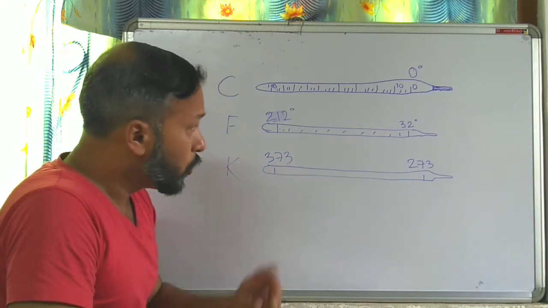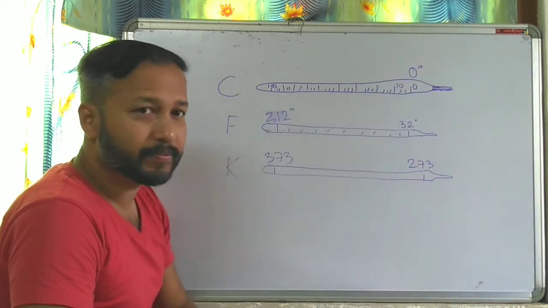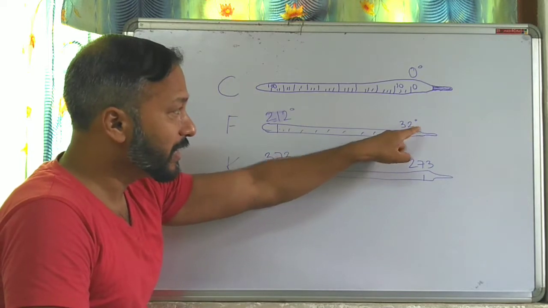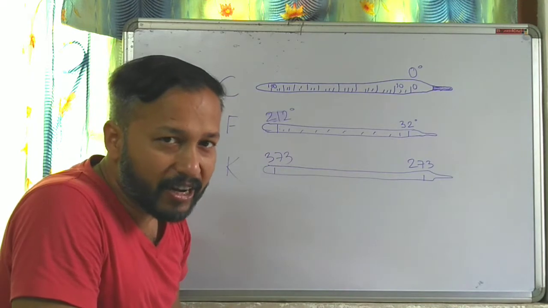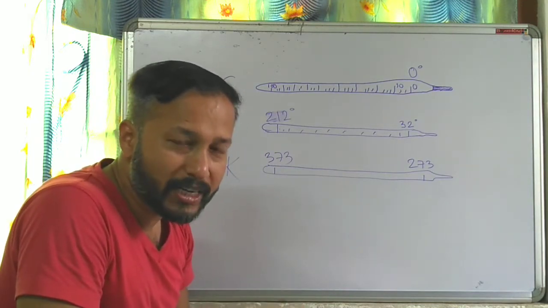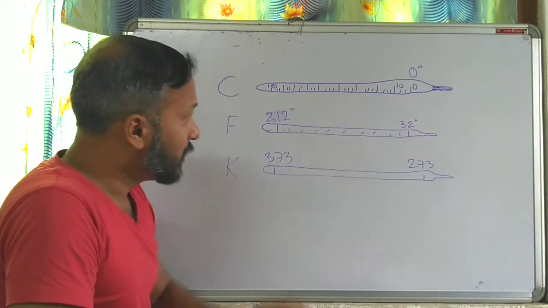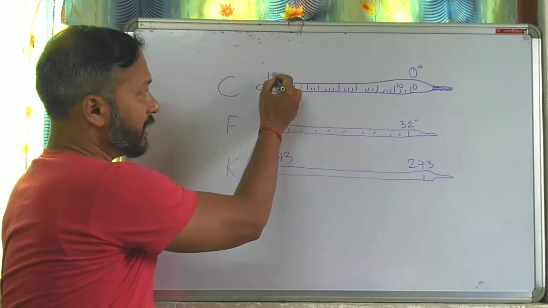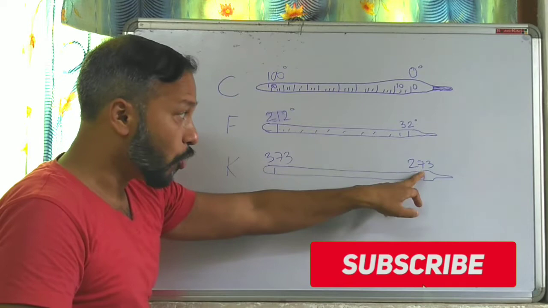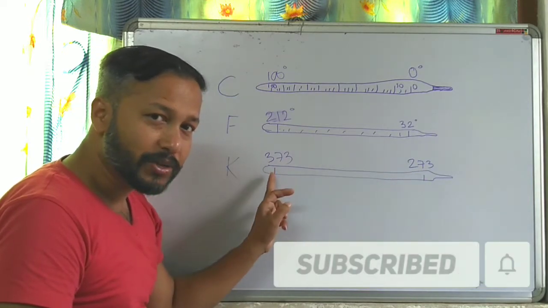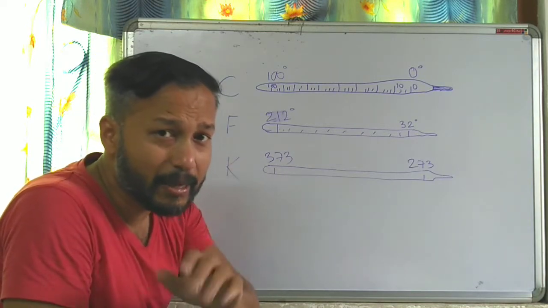Fine. You note down one thing. Here I have given 0 degrees, here also 32 degrees. But here I have not given any degree. Yes. In Kelvin, while writing the Kelvin temperature, we don't give any degree. 0 degrees, 100 degrees, 32 degrees, 212 degrees. But this is only 273 and this is 373. We are not going to write any degree here. If you give a degree here, it's a mistake.